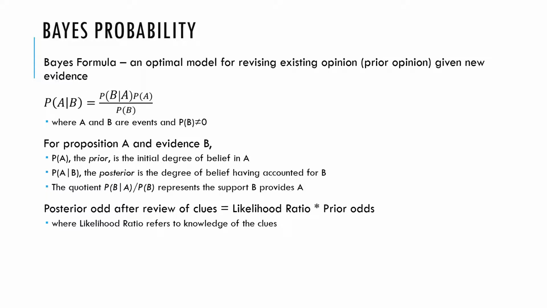The Bayes formula is a model for revising our existing opinion given new evidence. The new evidence here is the likelihood ratio that you calculate from the data for a particular event. So that given the prior odds, the posterior odds can be calculated as the likelihood ratio times the prior odds, where the likelihood ratio refers to knowledge of the clues.